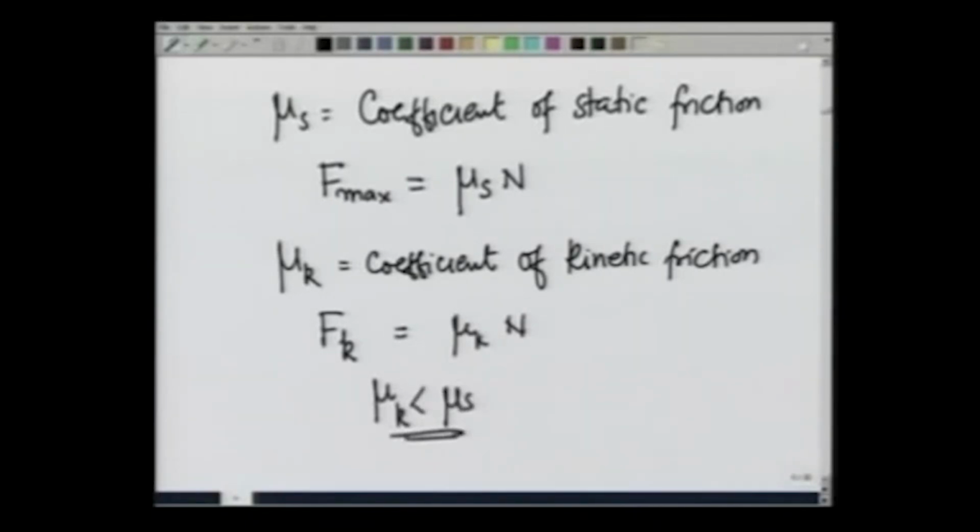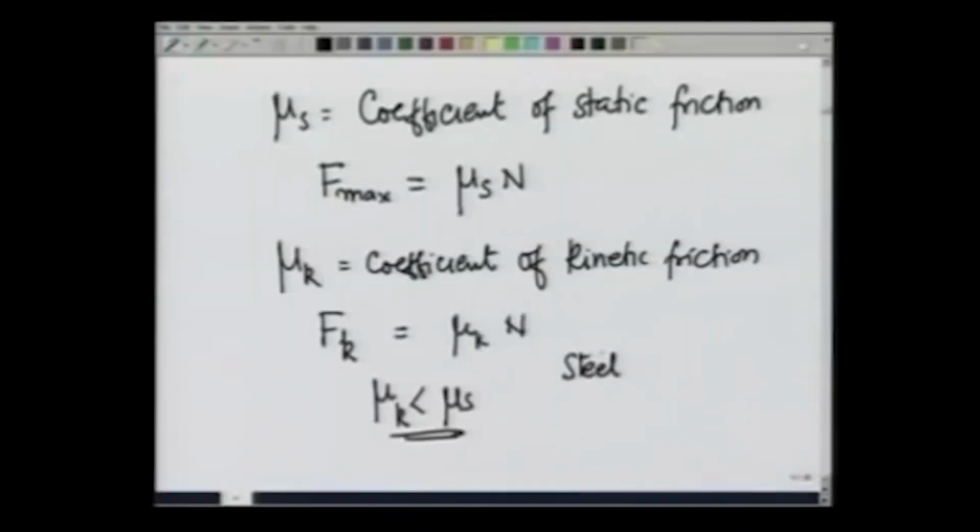For example, for steel on steel, obviously I am talking about dry friction, mu s is about 0.6 and mu k is 0.4. One thing about friction is that it is independent of the area of contact.